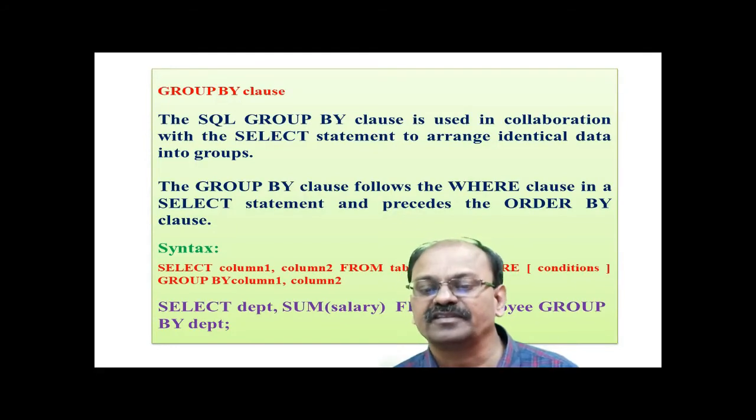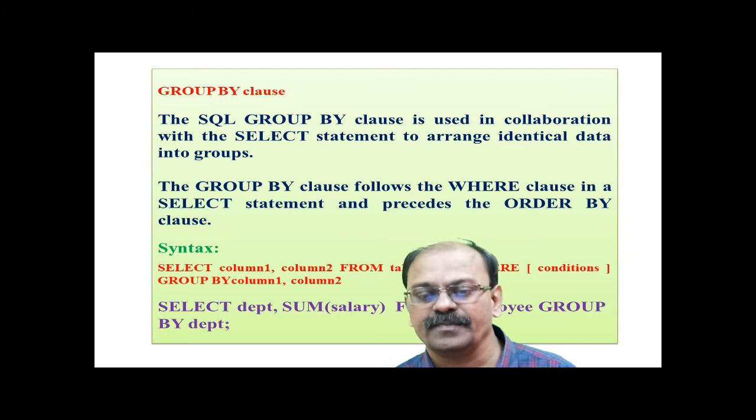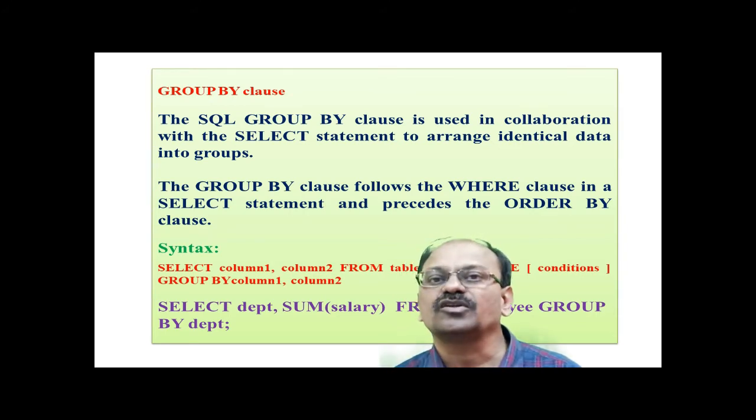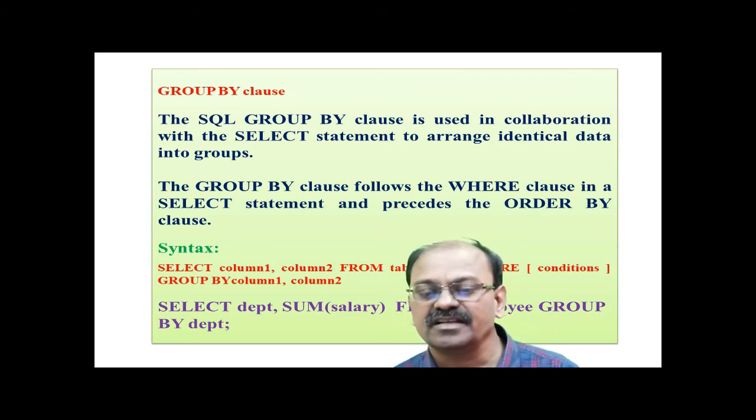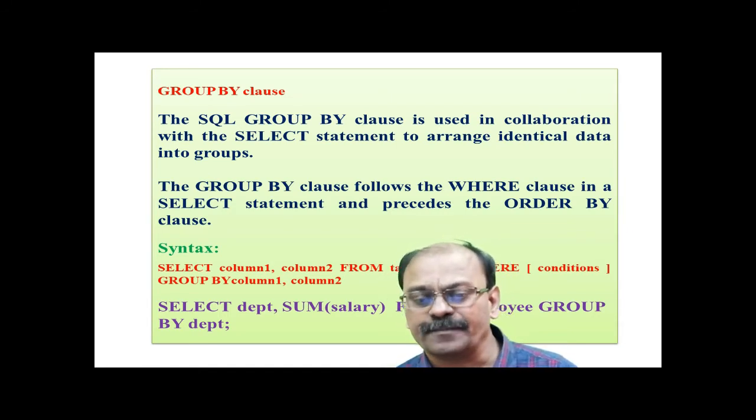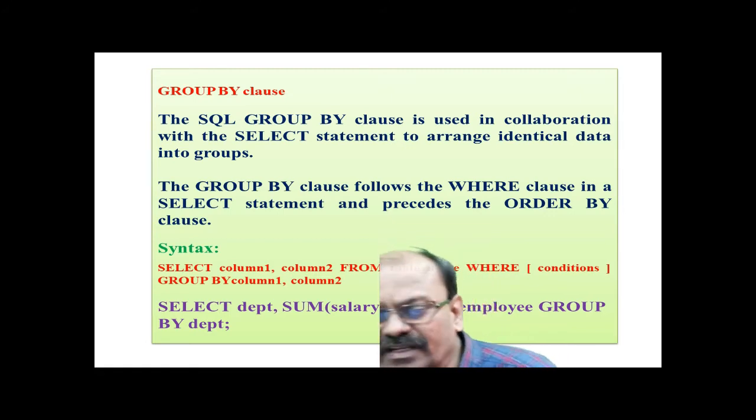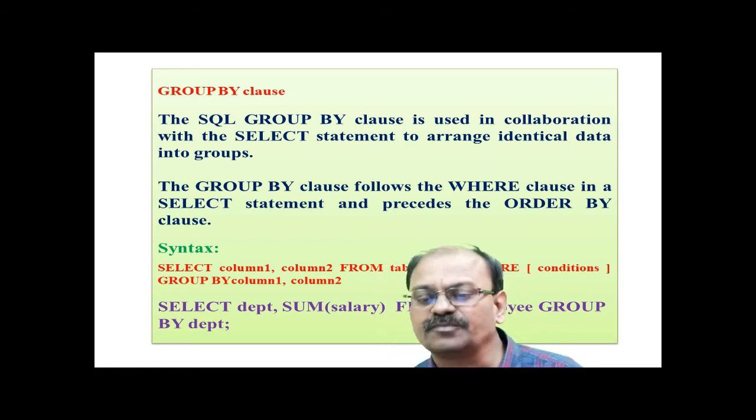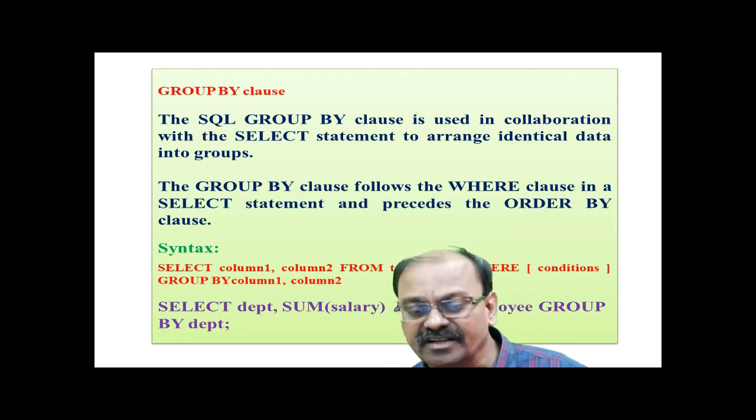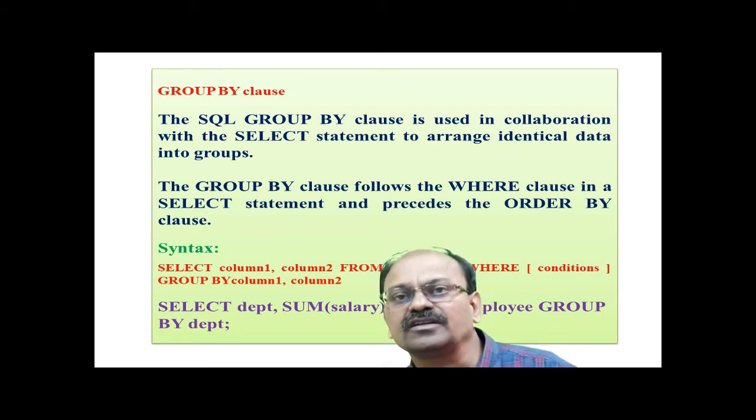Used in collaboration with the select statement to arrange identical data into groups. The group by clause follows the where clause in the select statement and precedes the order by clause. The syntax for the group by clause is: select column 1, column 2 from table name where condition group by column 1, column 2.